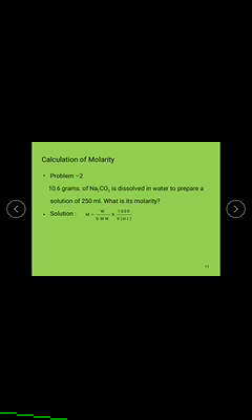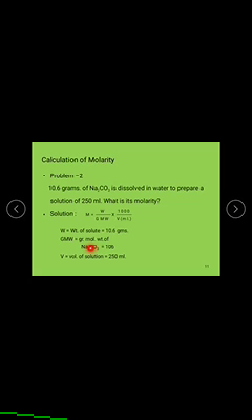Next one is problem number 2. In this problem, 10.6 grams of sodium carbonate is dissolved in water to prepare a solution of 250 ml. Then what is the molarity? For this also we use the same formula, M is equal to W by GMW into 1000 by V. Then we write the given data: the weight of the solute is 10.6 grams, and the gram molecular weight of sodium carbonate is 106.